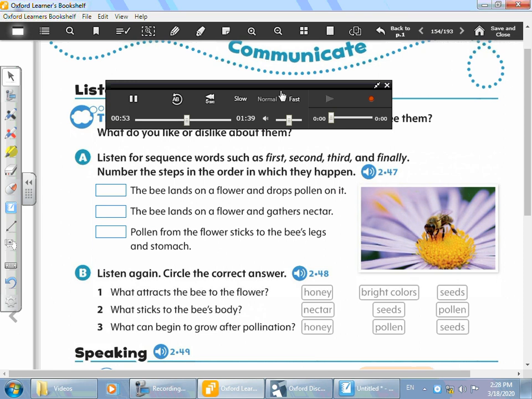Next, as the bee gathers the nectar, pollen from the flower sticks to the bee's legs and stomach. Some bees also gather pollen for food, which they pack onto their bodies. Finally, the bee flies to another flower, often in the same area. As it lands, some of the pollen from the first flower drops onto the second flower. In this way, the bee pollinates the flower, and seeds and fruit can begin to grow. There are other insects that pollinate flowers, but the bee is the most important one. The next time you see a bee buzzing around a flower, remember that it's doing a very important job.